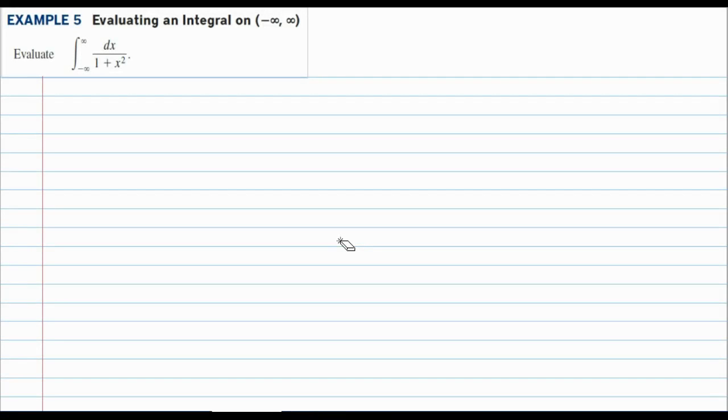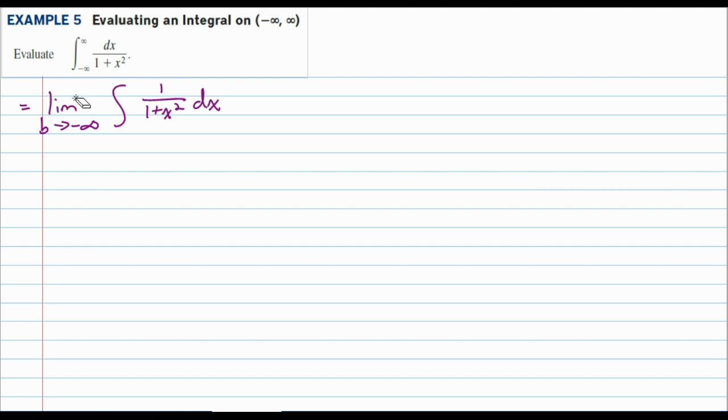This is the screencast for section 8.4, example 5. We're going to evaluate the integral from negative infinity to infinity. So this time we have the lower limit of integration and the upper limit of integration both infinite. So I'm going to split the integral into two separate integrals.